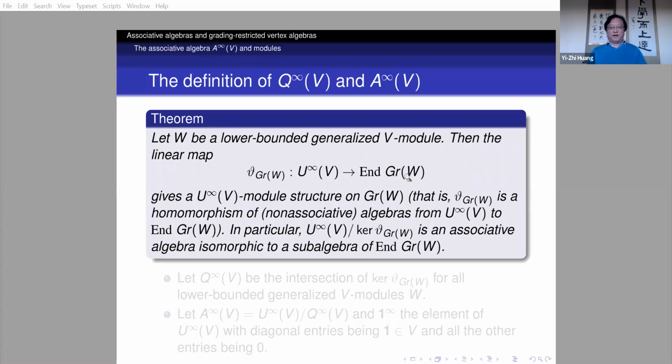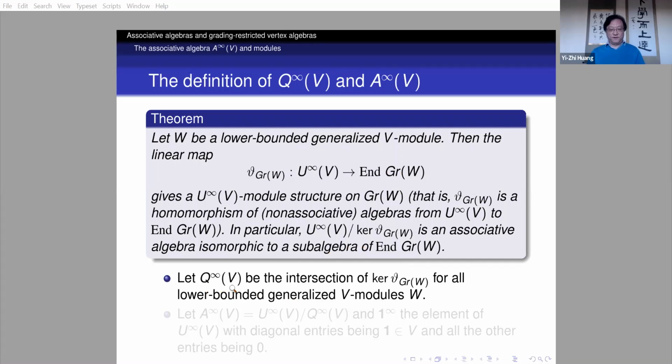associative algebra. Because of this, when you take U infinity V over this kernel, it should be isomorphic to a subalgebra of this associative algebra. Therefore, this must be an associative algebra. So the quotient of this U infinity V by this kernel is an associative algebra, and it's isomorphic to a subalgebra of this. What we do now is take this Q infinity V to be the intersection of all these kernels for all the lower bounded generalized V modules. Okay, so that's the Q infinity V.